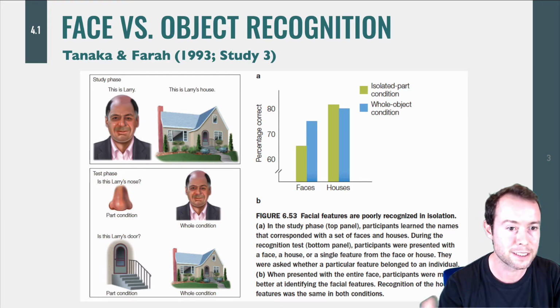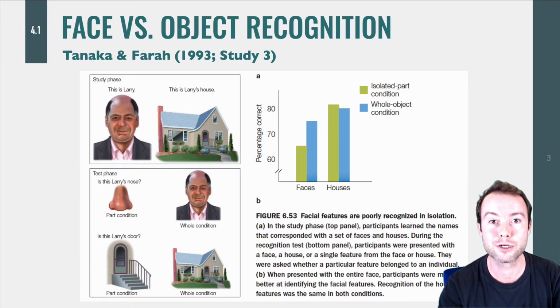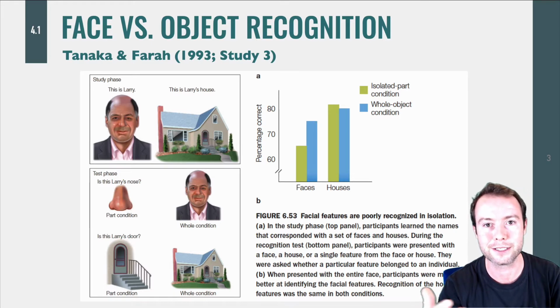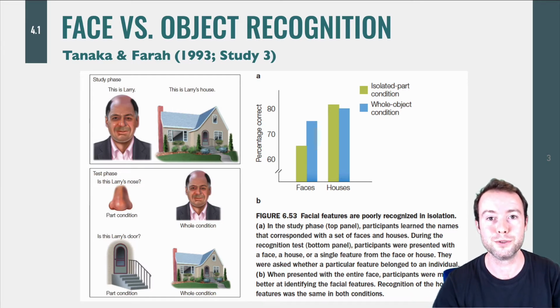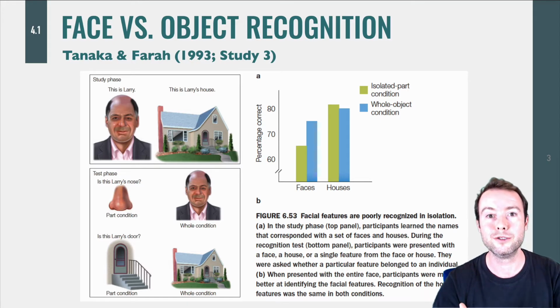Now in the study phase, participants are tasked with learning the names that correspond to either faces or houses. In this case we're shown an image of Larry and told this is Larry, and then we're shown Larry's house and told that this is Larry's house. You'd see a range of different faces and houses, and your job is just to memorize these as well as you possibly can, knowing that you're going to be tested later and you've got to say, yeah, that's Larry, no, it's not Larry.